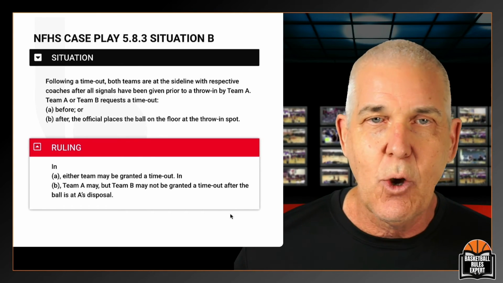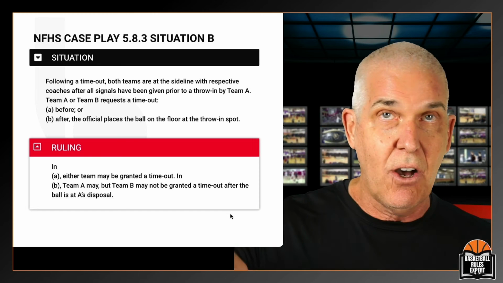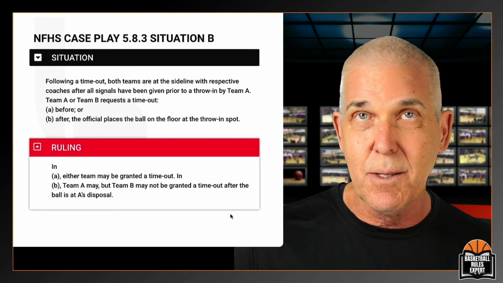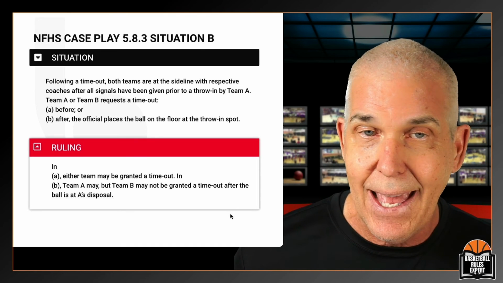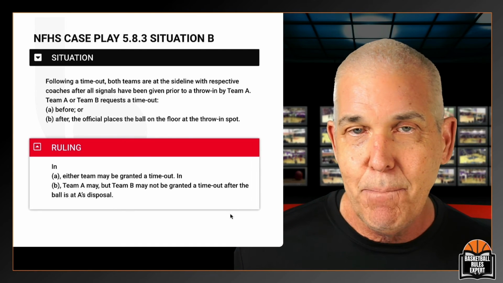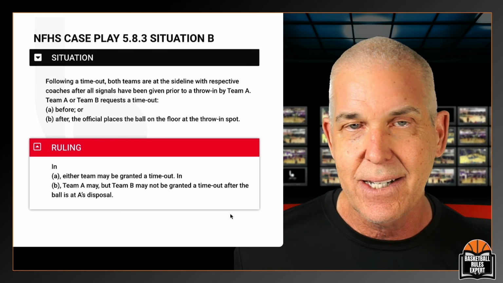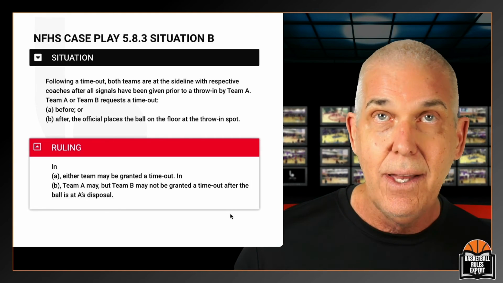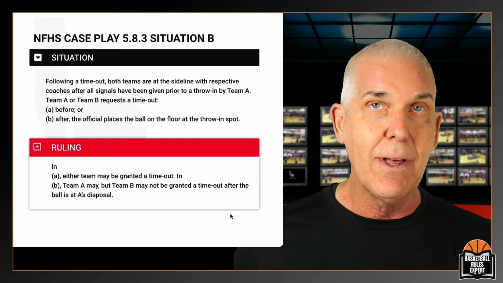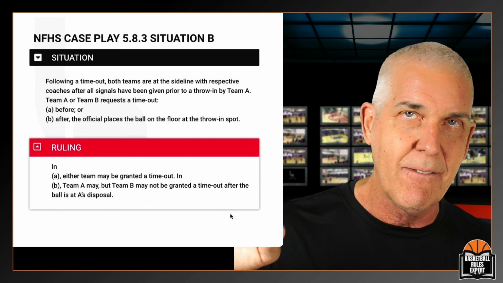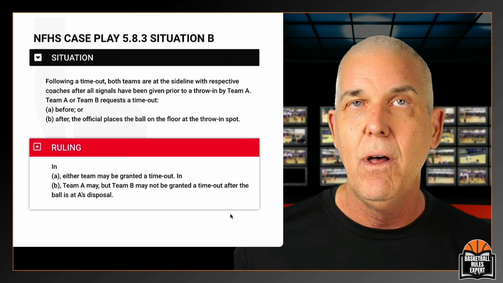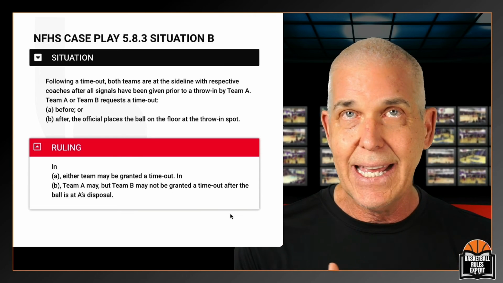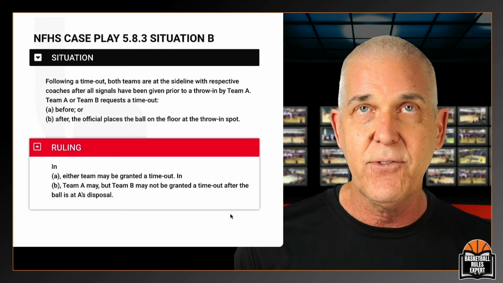Oh, okay. So before the ball has been placed on the floor, either team may request a timeout. That's pretty straightforward. Once the ball is placed on the floor, Team A may, but Team B may not be granted a timeout after the ball is at A's disposal. And by rule, the ball is at the disposal when the official places the ball on the floor in the absence of a thrower in this situation after a timeout.